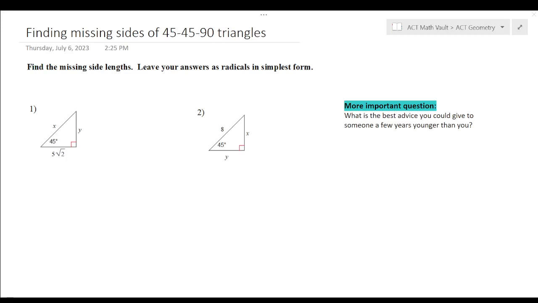Hi everyone, in this video I want to talk about finding missing sides of 45, 45, 90 triangles. Here are the two problems that we'll do, and to make sure we don't take ourselves too seriously, let's think about the fun question. What is the best advice you could give to someone a few years younger than you?